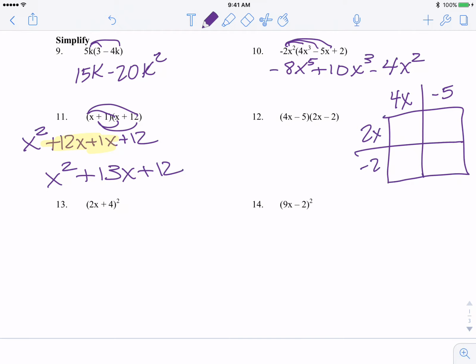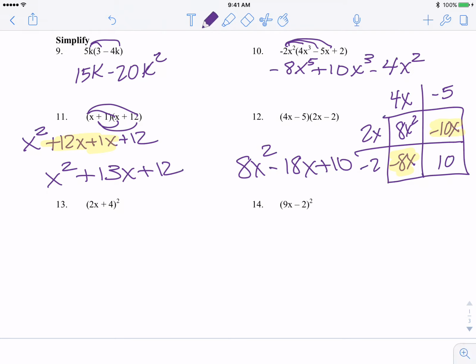So when I find the area of this top left box, 2x times 4x is 8x squared. The area of my top right box, 2x times -5 is a -10x. The bottom left box, -2 times 4x is -8x. And the bottom right box, -2 times -5 is a +10. Same thing here. These two boxes are like terms, so I can combine them when I write my final answer of 8x squared minus 18x plus 10.